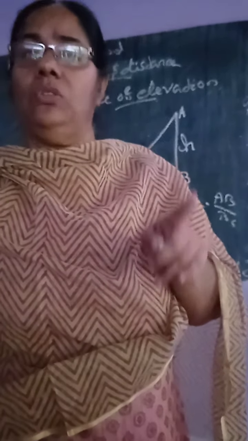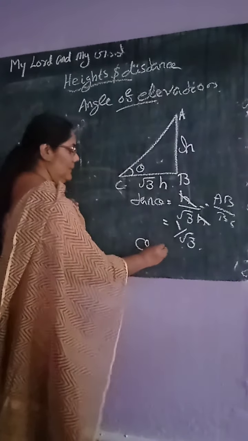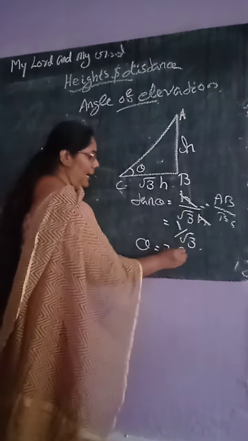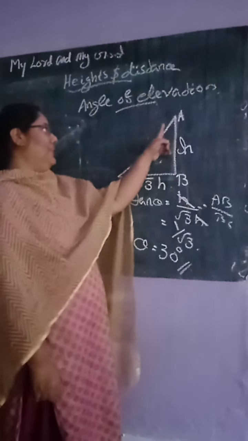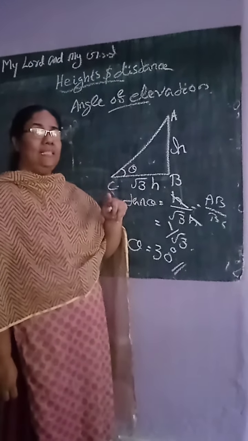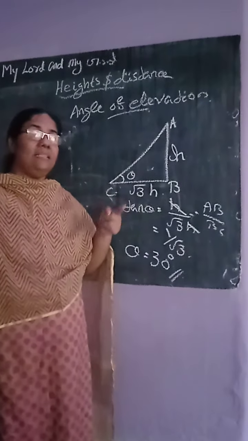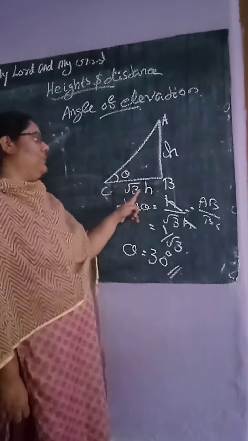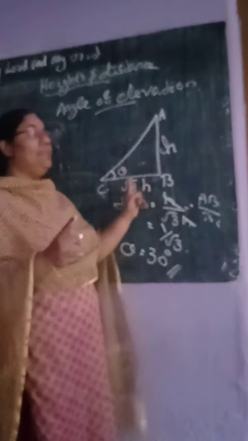0, 1 by √3, 1 √3. Therefore, here that angle theta is equal to 30 degrees. Listen, once again. Here we assume that h is the height. The condition given is the length of the shadow is √3 times its height. Therefore, √3h.